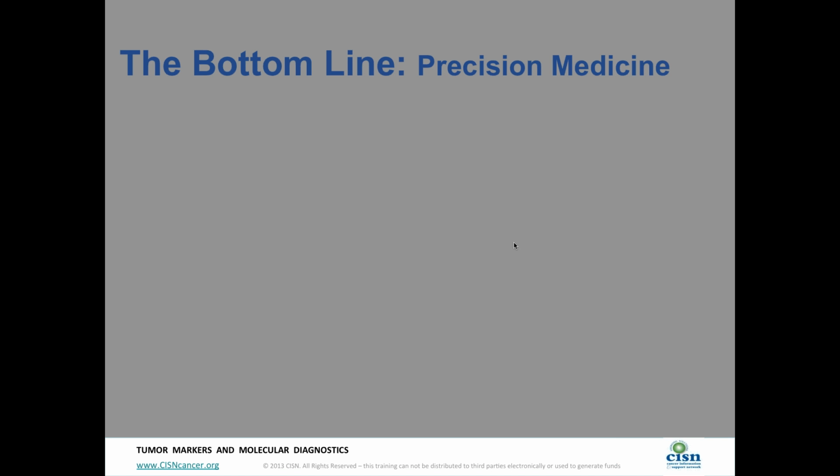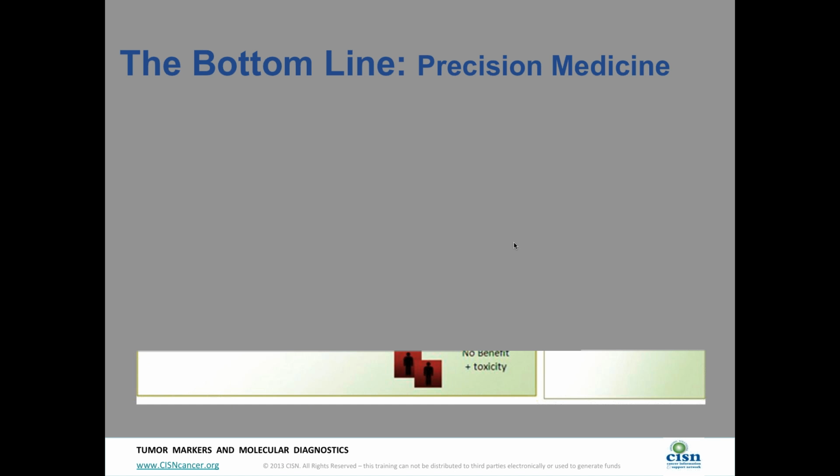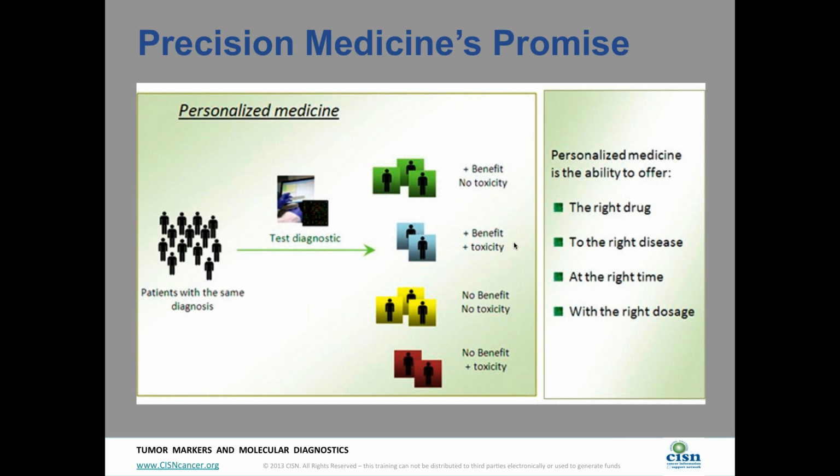If we have markers and drugs where we have no benefit, no toxicity, you just wouldn't give the drug, and no benefit plus toxicity would be really bad, doing harm. So can we put people in these different buckets and treat every cancer patient appropriately? So, giving the right drug to the right disease at the right time with the right dosage. That's the promise of precision medicine.